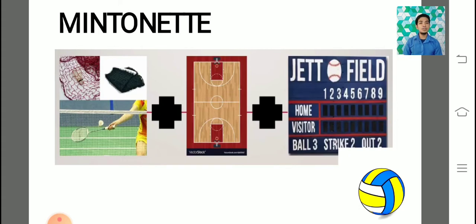How about the basketball? What is the contribution of this sport to the mintonette? Okay. So ang basketball, ang nakuha naman dito na idea ng inventor ay yung court. Okay? Mas malaki nga lang ang court ng basketball kaysa sa court ng volleyball. Okay? How about the baseball scoreboard?